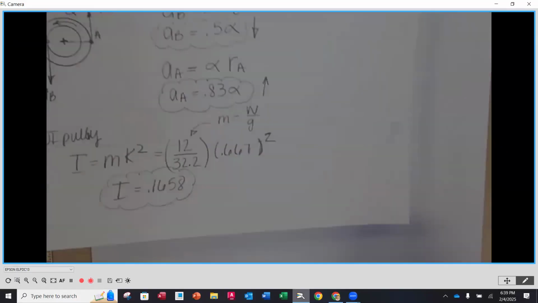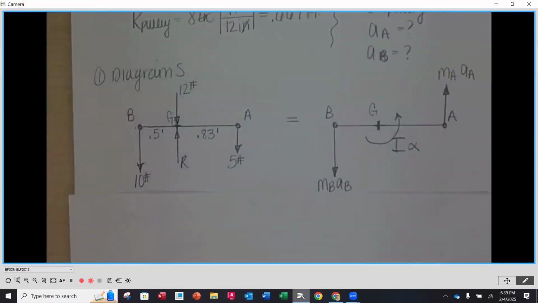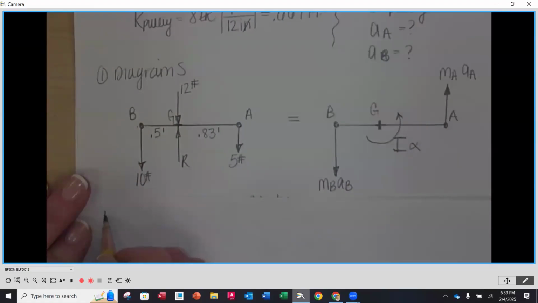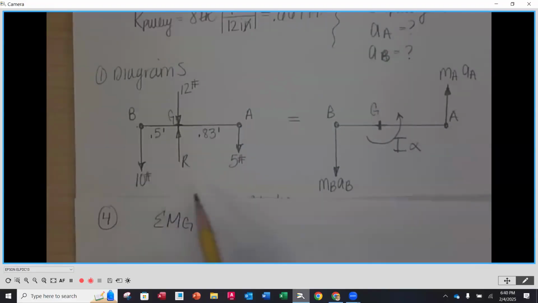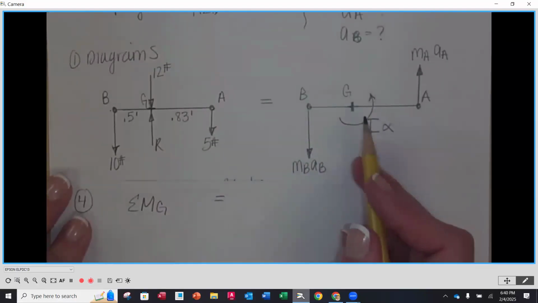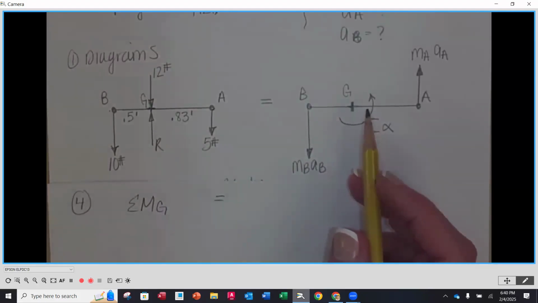All right, so now the next thing we're going to do is use the sum of the moments around the center of our pulley. We're going to set that equal to the I alpha, MA, and perpendicular distance. Now, this is going to get a little bit longer, so this is going to be step number 4. We're going to start with the sum of the moments around G, which is going to be our left-hand side here. It's going to be equal to, now we've got some things going on here. We not only have rotational motion, but we also have translational motion, so we've got to add it all in.